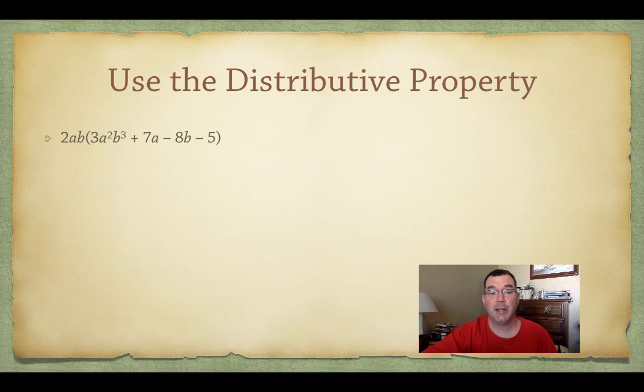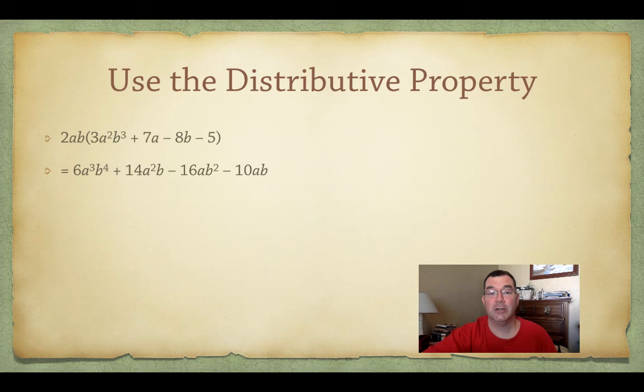Say, for example, I have 2ab times 3a squared b cubed plus 7a minus 8b minus 5, and all of that is in parentheses. What we have to remember is that when we are multiplying two of the same letter, we will add the exponents together. And the big numbers, we will just multiply the same as we always have.